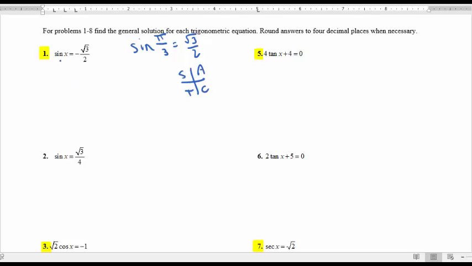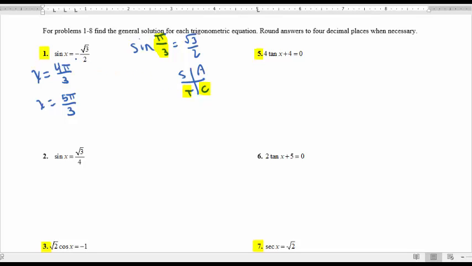But since in this case it's negative radical 3 over 2, you need the corresponding angles that pi over 3 is equivalent to in the third and the fourth quadrant, right? So in the third quadrant, pi over 3 is actually going to be 4 pi over 3. And in the fourth quadrant, pi over 3 is going to be 5 pi over 3. So the solutions to this equation here are going to be 4 pi over 3, 5 pi over 3, right?